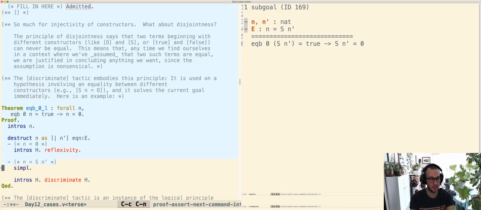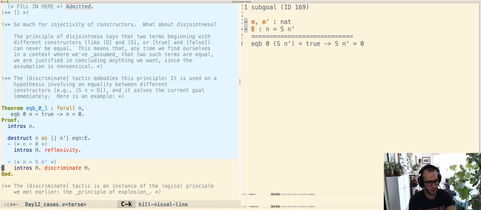Let's look at the S of n prime case, excuse me. Okay, so I'm going to run simple here. And you look at that and you're like, huh? Maybe it's easier for me to intros H first.